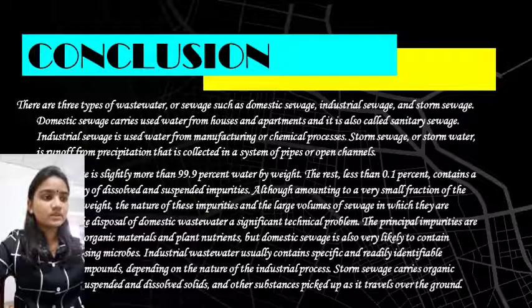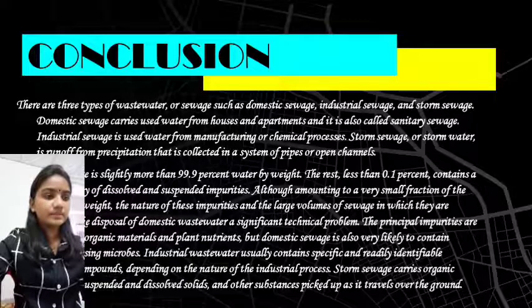The conclusion is there are three types of wastewater or sewage, such as domestic sewage, industrial sewage, and storm sewage. Domestic sewage carries used water from houses and apartments, and it is also called sanitary sewage. Industrial sewage is used water from manufacturing or chemical processes. Storm sewage or storm water is runoff from precipitation that is collected in a system of pipes or open channels.